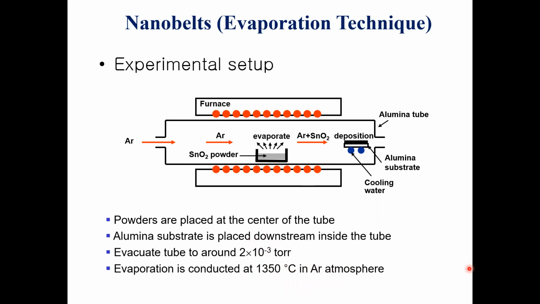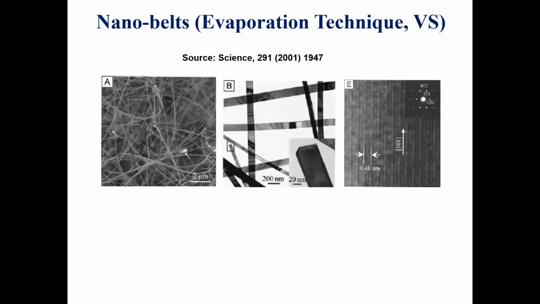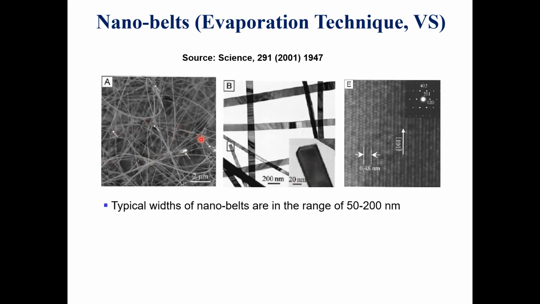And then that's how you deposit. Here are some microstructure materials grown by VS, and you can see you're growing a one-dimensional structure. You can confirm by what material you are growing, both the direction as well as the interplanar distance will give you the crystallinity of the material.